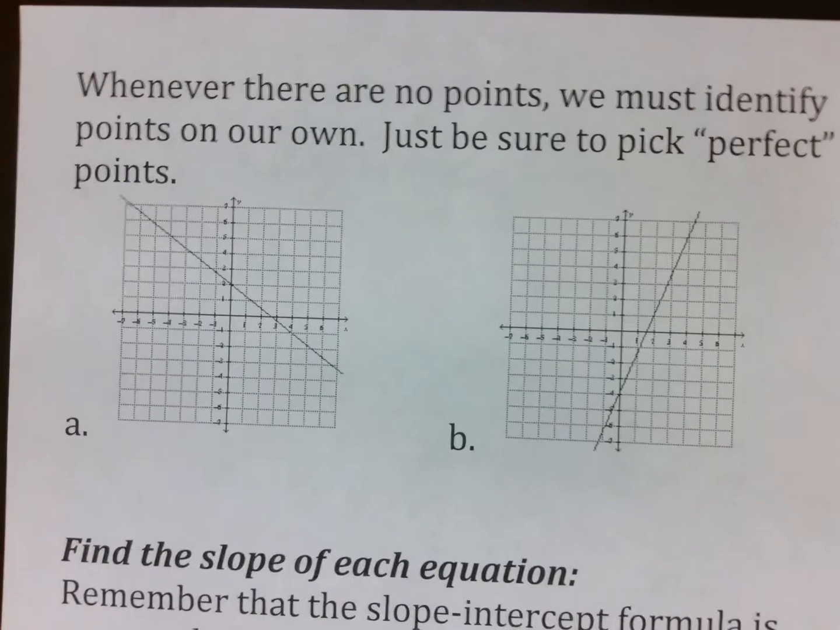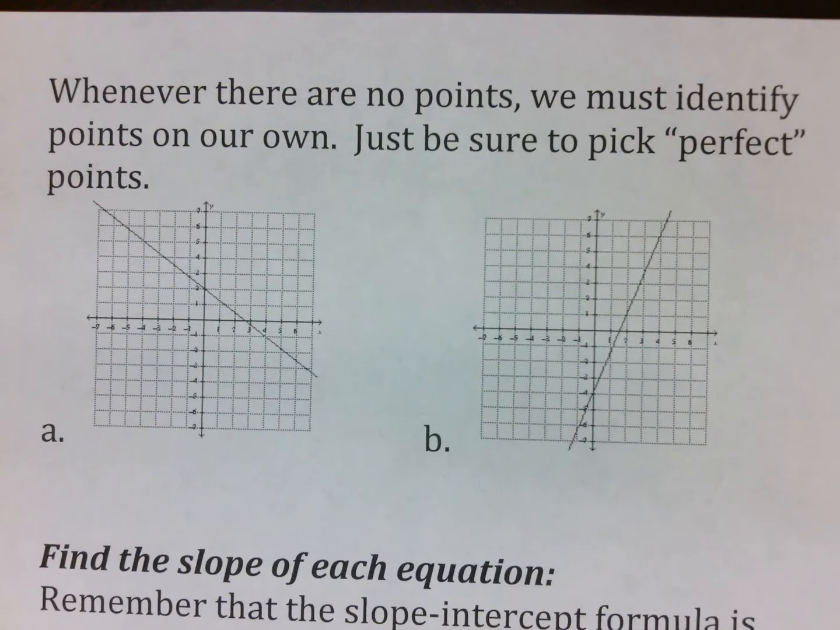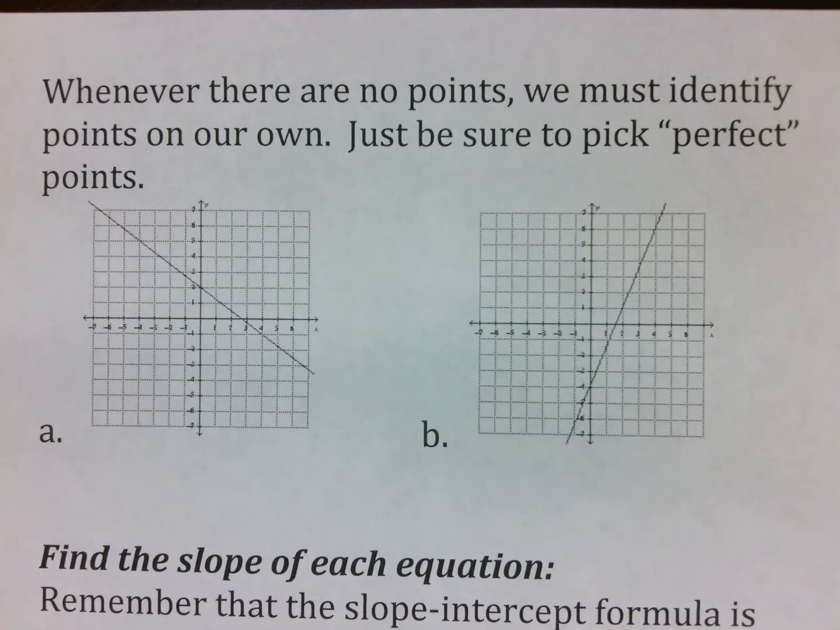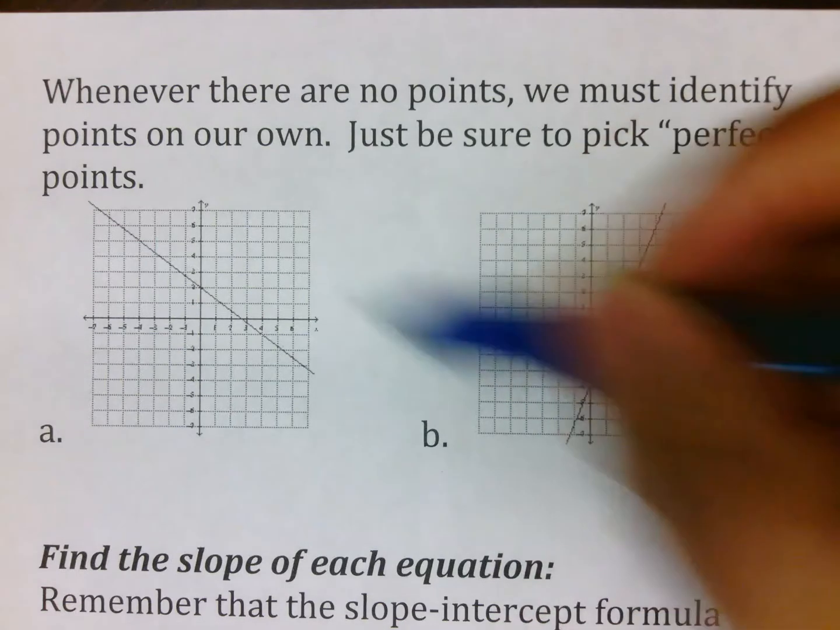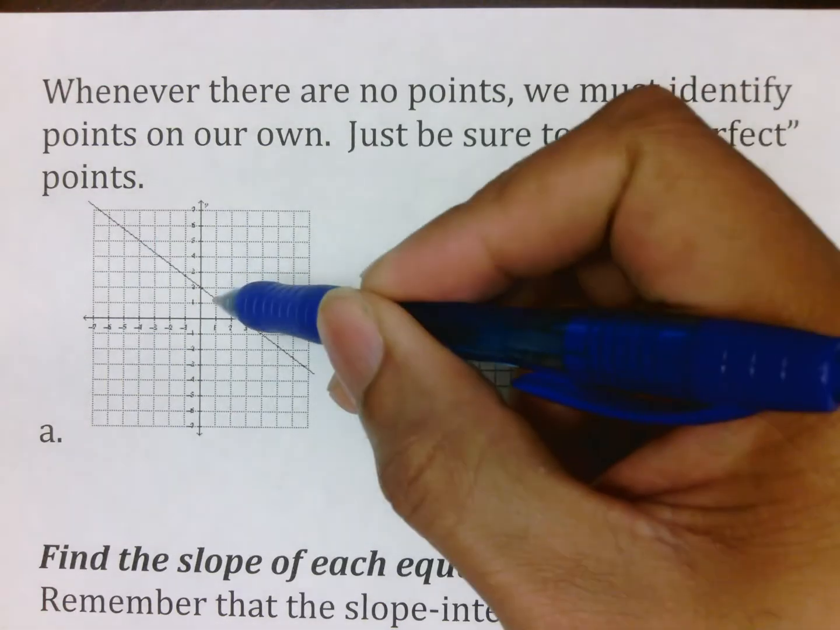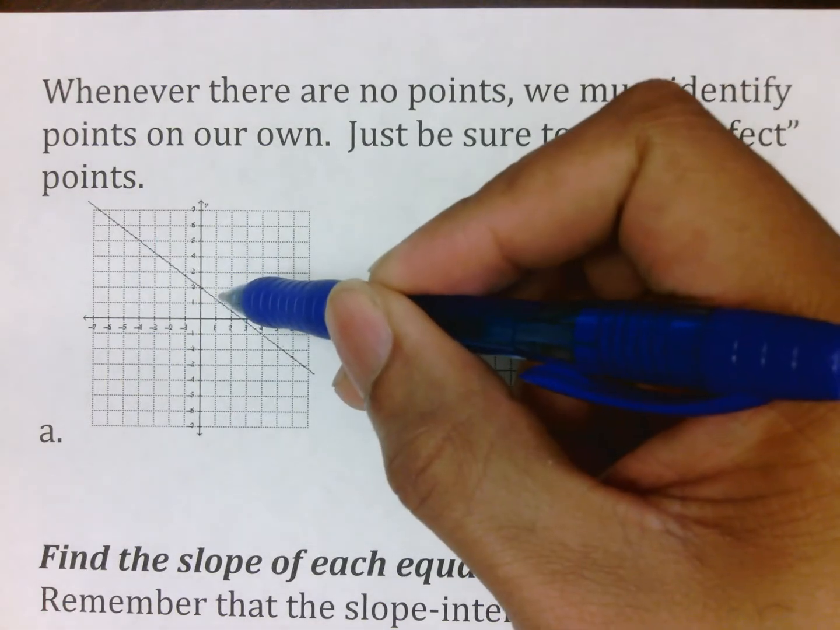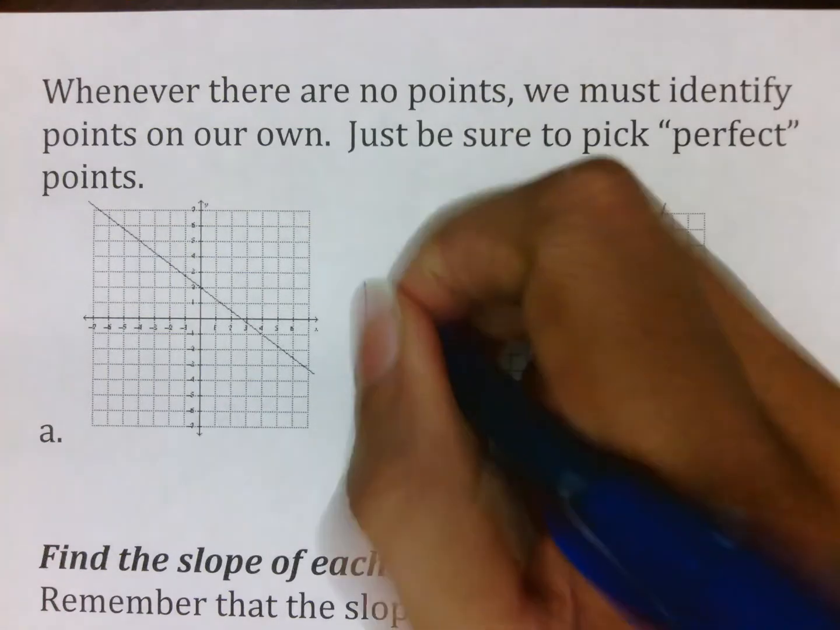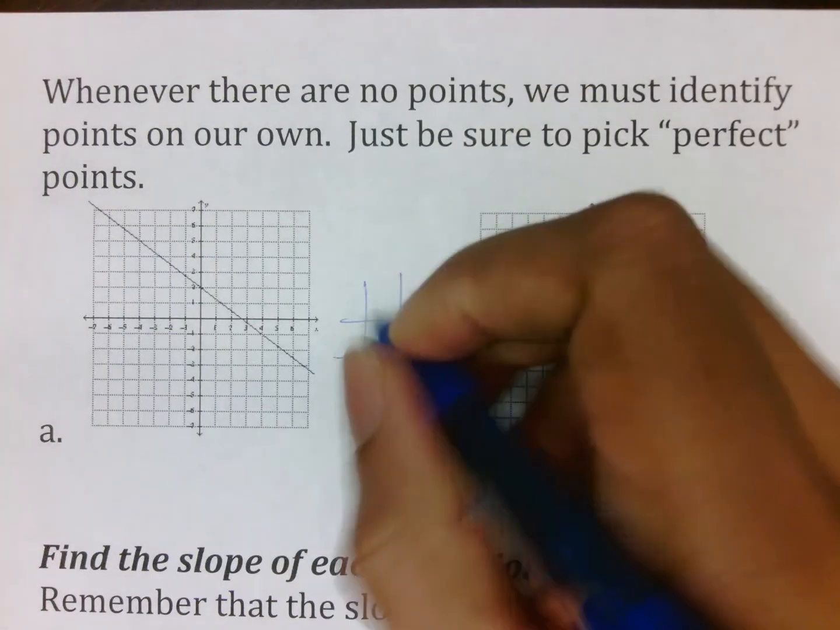Alright. The thing about it is that some of the questions we're going to see, they don't give us 2 points, they actually just give us a line, and they want us to be able to find the slope in general. And whenever that happens, we have to identify the points on our own. Just make sure to pick what we call perfect points. And again, by perfect points, I mean points that are clean.